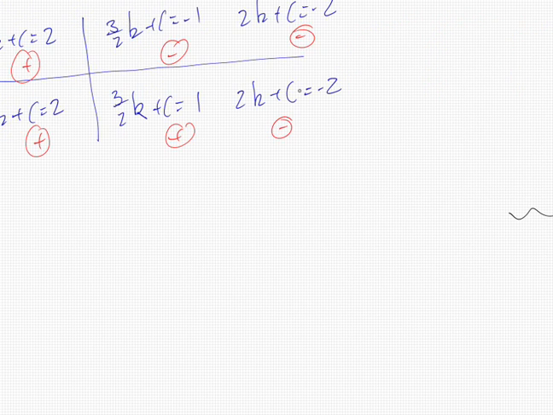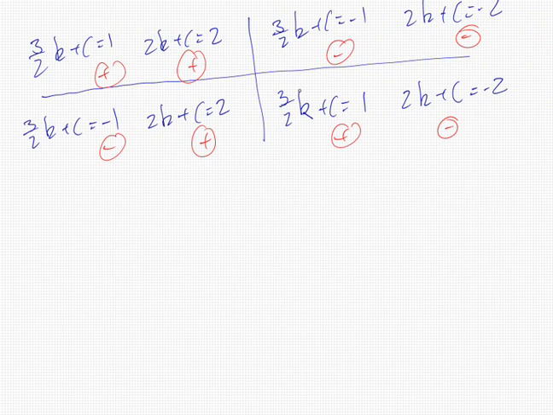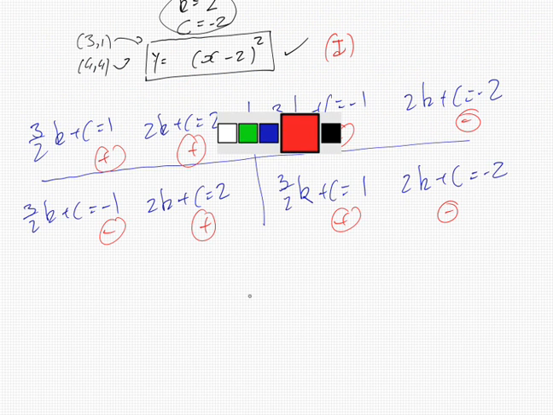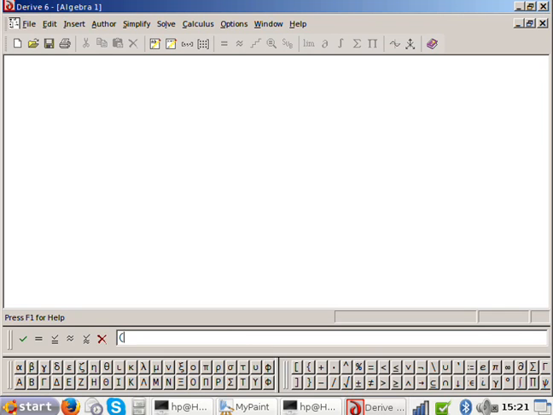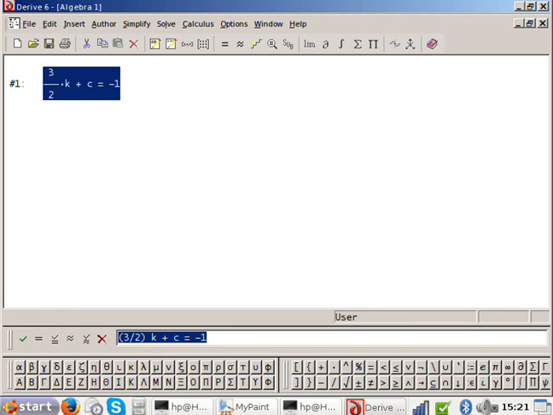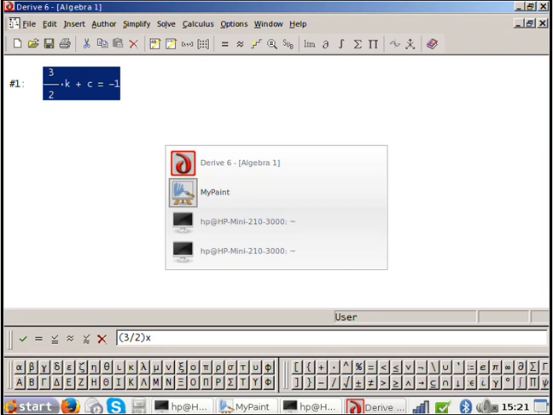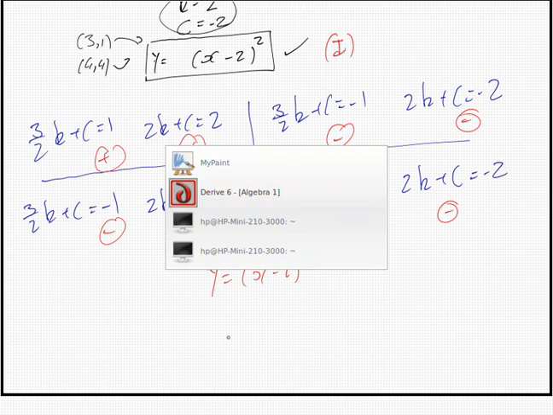Right. So I just need you to call out these equations here. So I'll just write the 4 answers down. The first answer. Okay. So we'll do minus minus next. So what was the equation? 3 over 2k plus c equals minus 1. And the other one? 2k plus c equals minus 2.